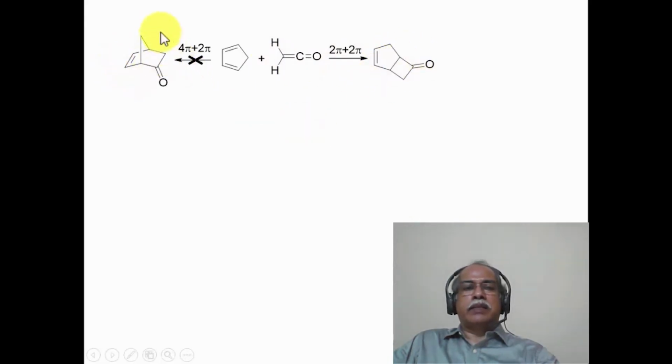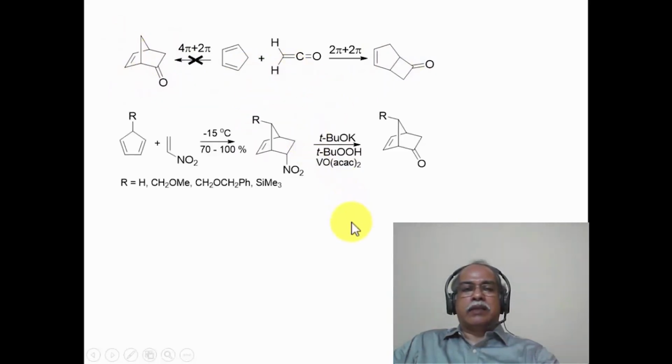So one cannot make the bicyclic ketone of this type by means of a Diels Alder reaction with the ketene as a methodology. Alternatively, one can use ketene equivalents. One such example is shown here.